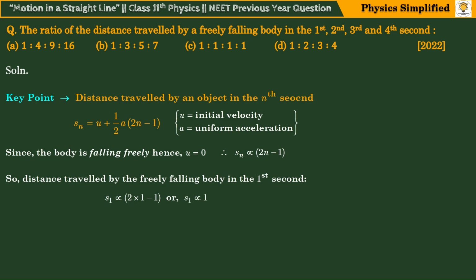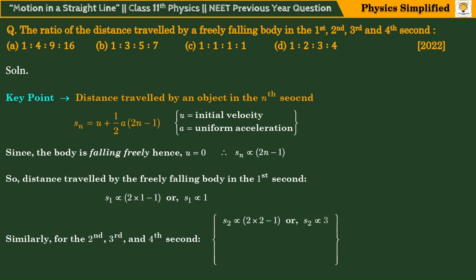Similarly, the distances traveled by the body in the second, third, and fourth second will be as follows. s2 proportional to 2 into 2 minus 1, that is 3. s3 proportional to 2 into 3 minus 1, that is 5. And s4 proportional to 2 into 4 minus 1, that is 7.